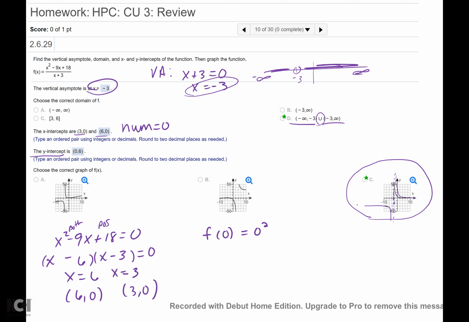Sorry, I should probably label this. This is for x-intercepts. This is for the y-intercept. So 0 squared minus 9 times 0 plus 18 over 0 plus 3. That's 0, that's 0, that's 18 over 3, which is 6. So it's going to cross at (0, 6). Okay? You can see that it did. Alright.